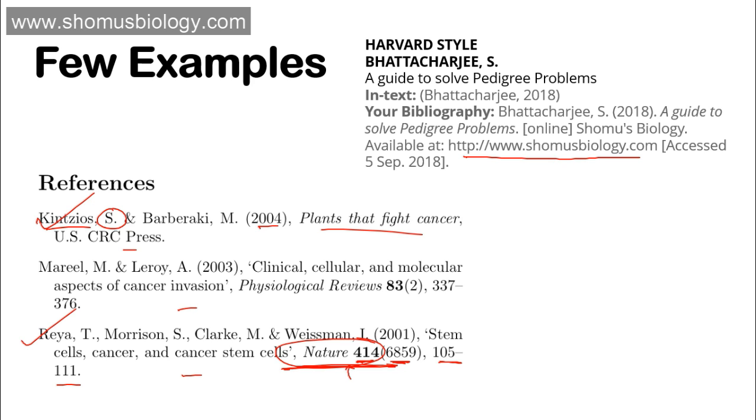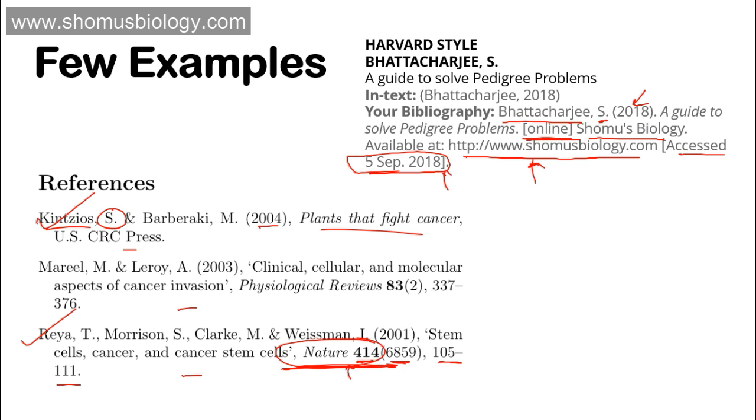So the bibliography will be Bhattacharji, surname first, then a comma, my initial S, bracket 2018, that is the year it was published. A Guide to Solve Pedigree Problems is the title, in bracket online, which means we're taking this from a blog published by Shomu's Biology, and it is available at, then you put the website URL, and you also need to write accessed on the date, that is 5th September 2018, for example. So this is a proper way of referencing a website.